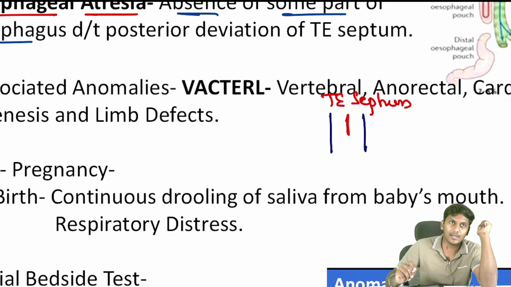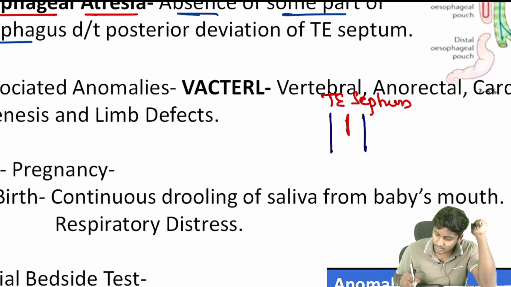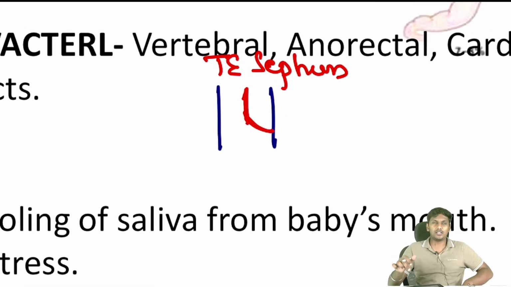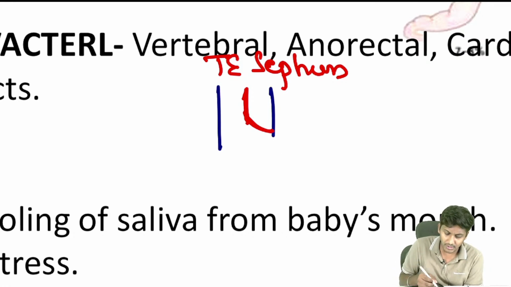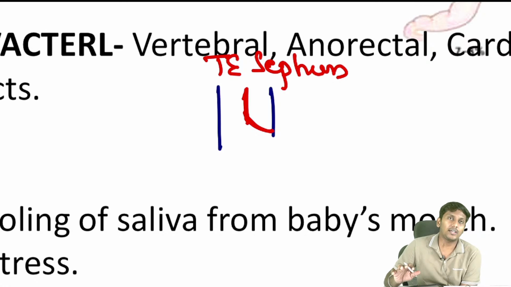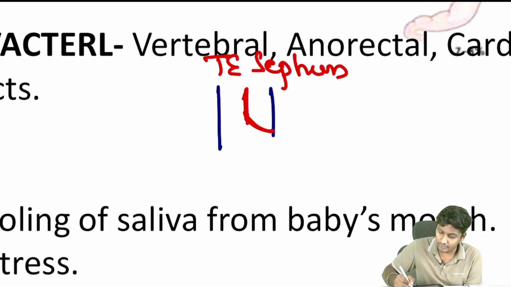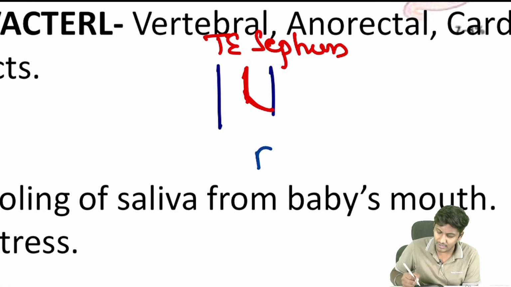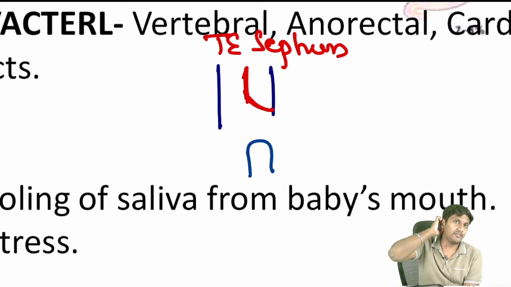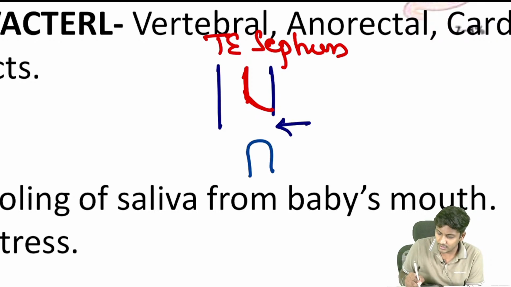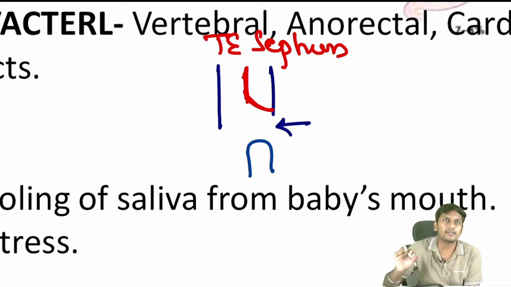So this tracheoesophageal septum is developing, but while it is developing, it is not developing straight. In some children, what will happen? This is going to get deviated posteriorly. As it gets deviated posteriorly, can you see? Definitely the esophagus gets blocked. It is not developing further now. So the lower part of the esophagus will be developed, but the upper part will not be completely developed, and it gets blocked somewhere in between. Now can you see some part of the esophagus is missing over here? That is what is called esophageal atresia.